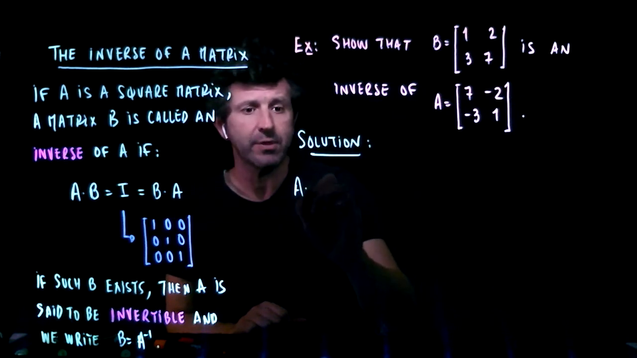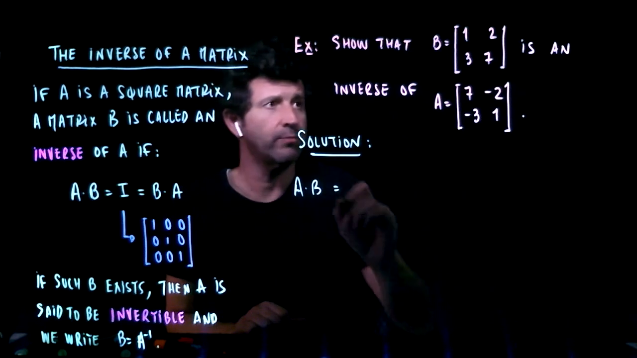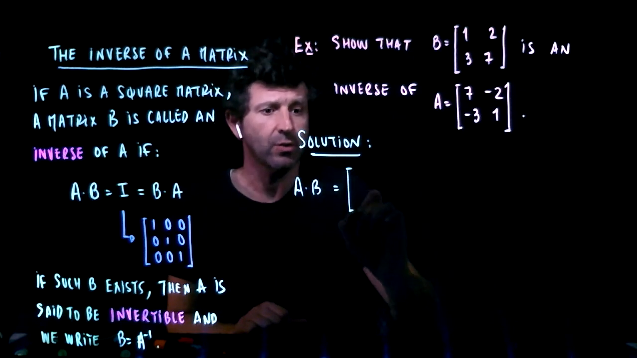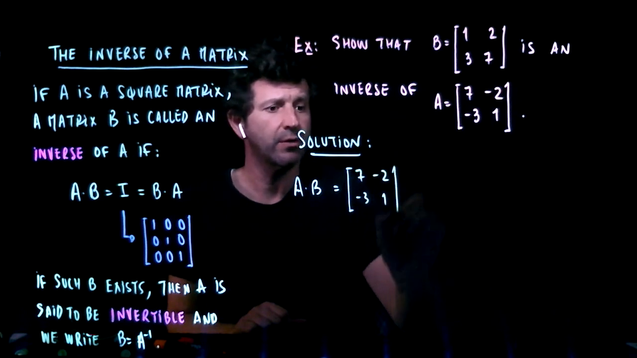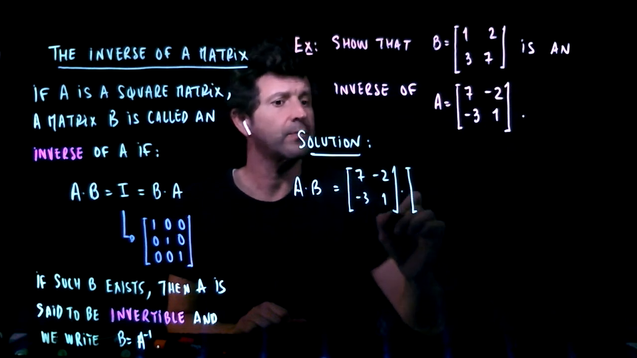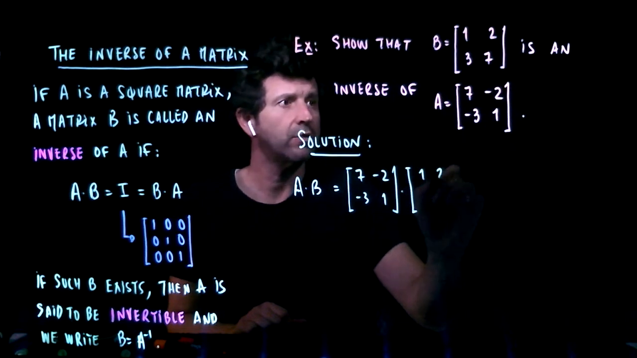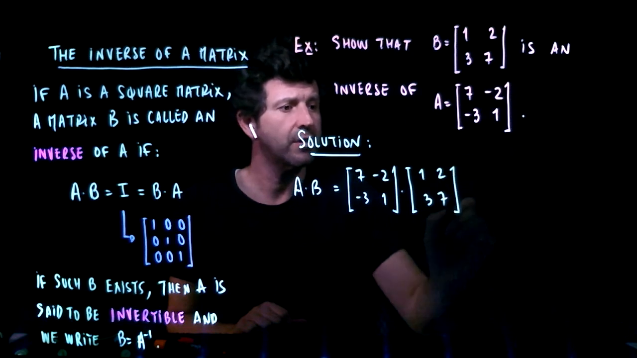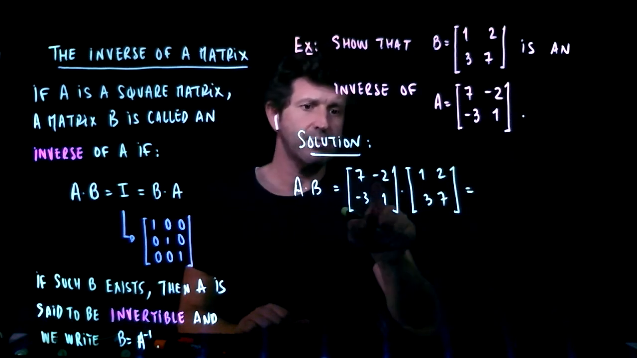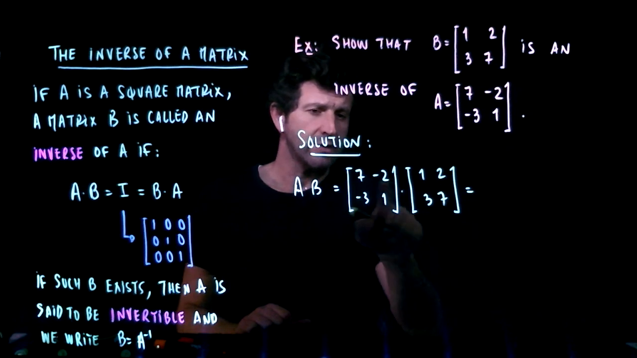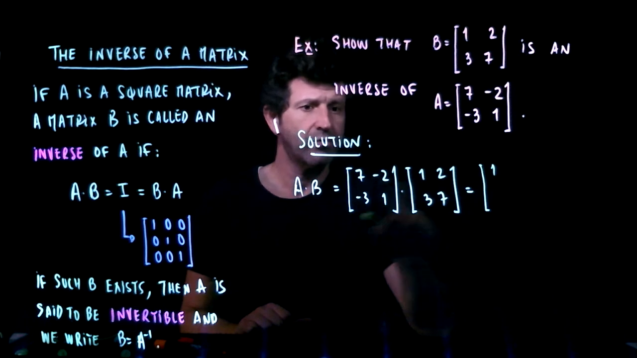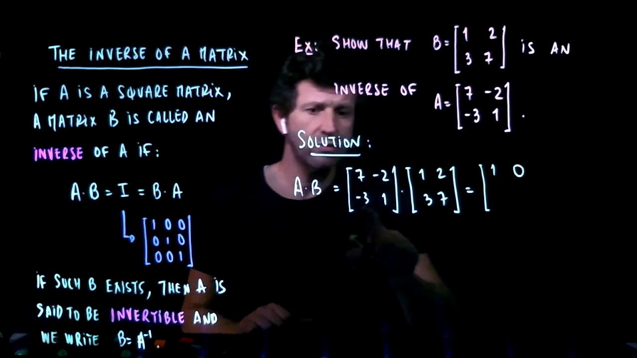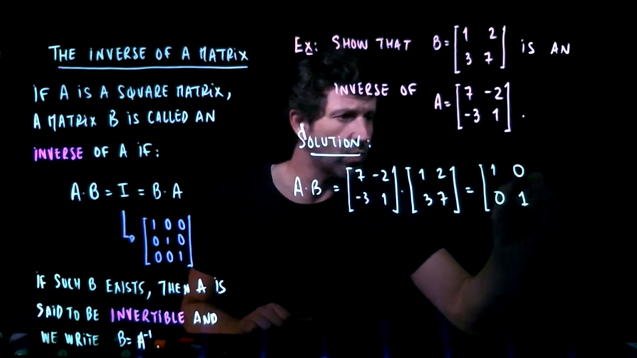Let's do A times B. It's a good little review on matrix multiplication as well. So A times B is 7, -2, -3, 1 times 1, 2, 3, 7. So let's multiply. 7 times 1 plus -2 times 3 is 7 minus 6, which is 1. Then 14 minus 14 is 0. And then -3 plus 3 is 0. And -6 plus 7 is 1.